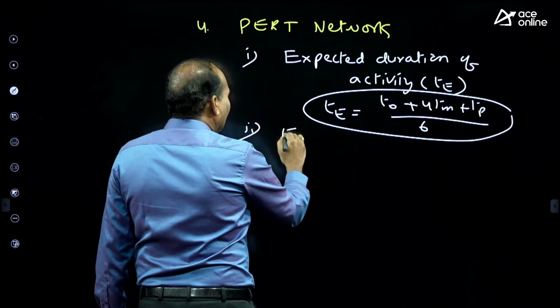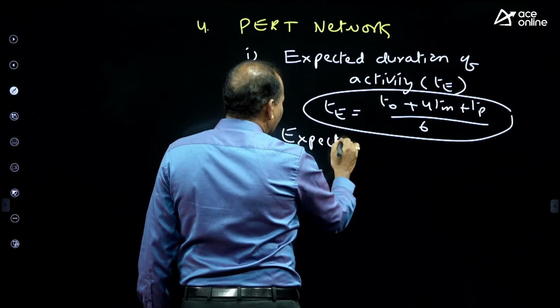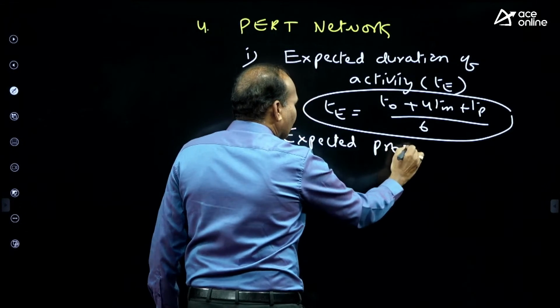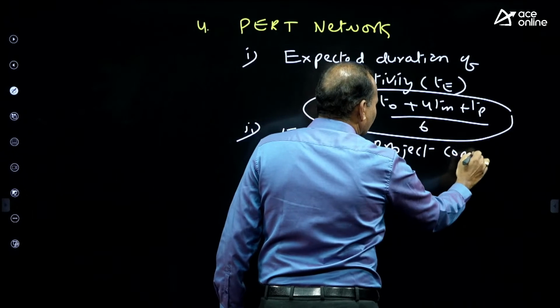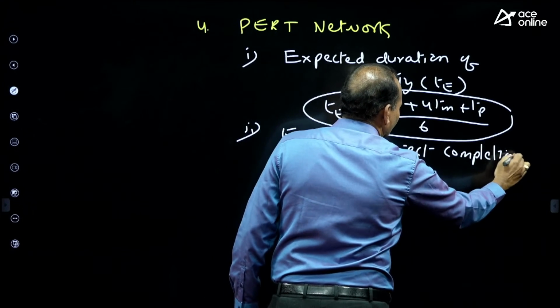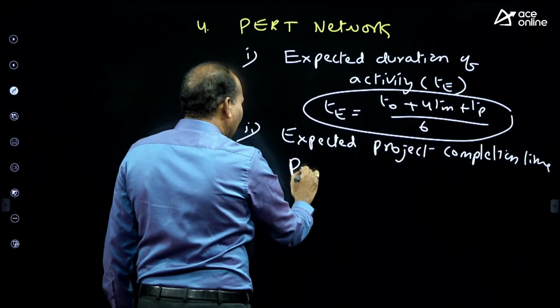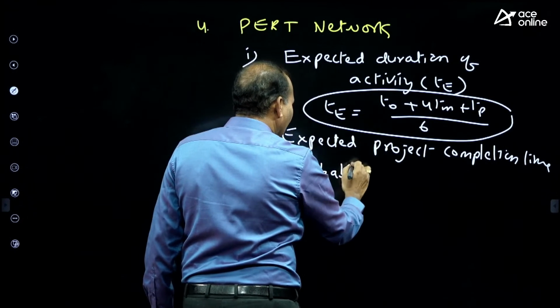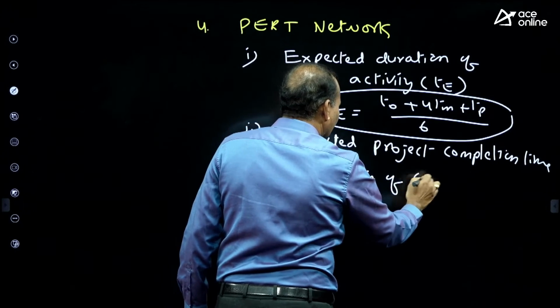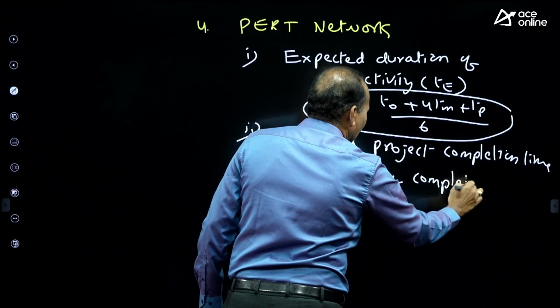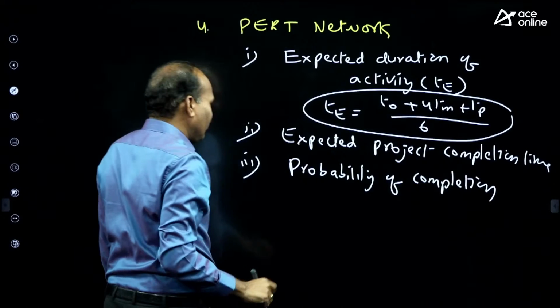Next, expected project duration, expected project completion time, next, probability calculations, probability of completion. So these are possible questions under PERT network.